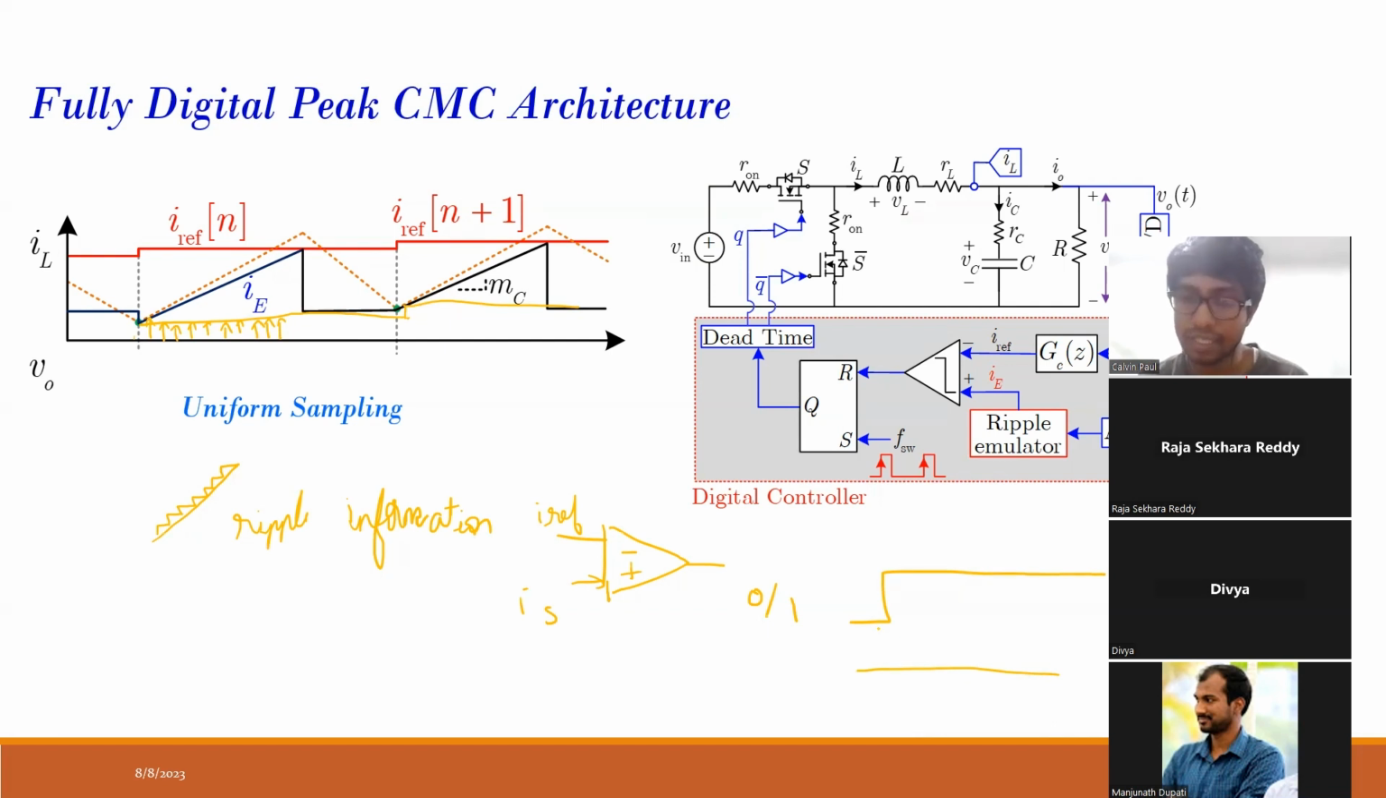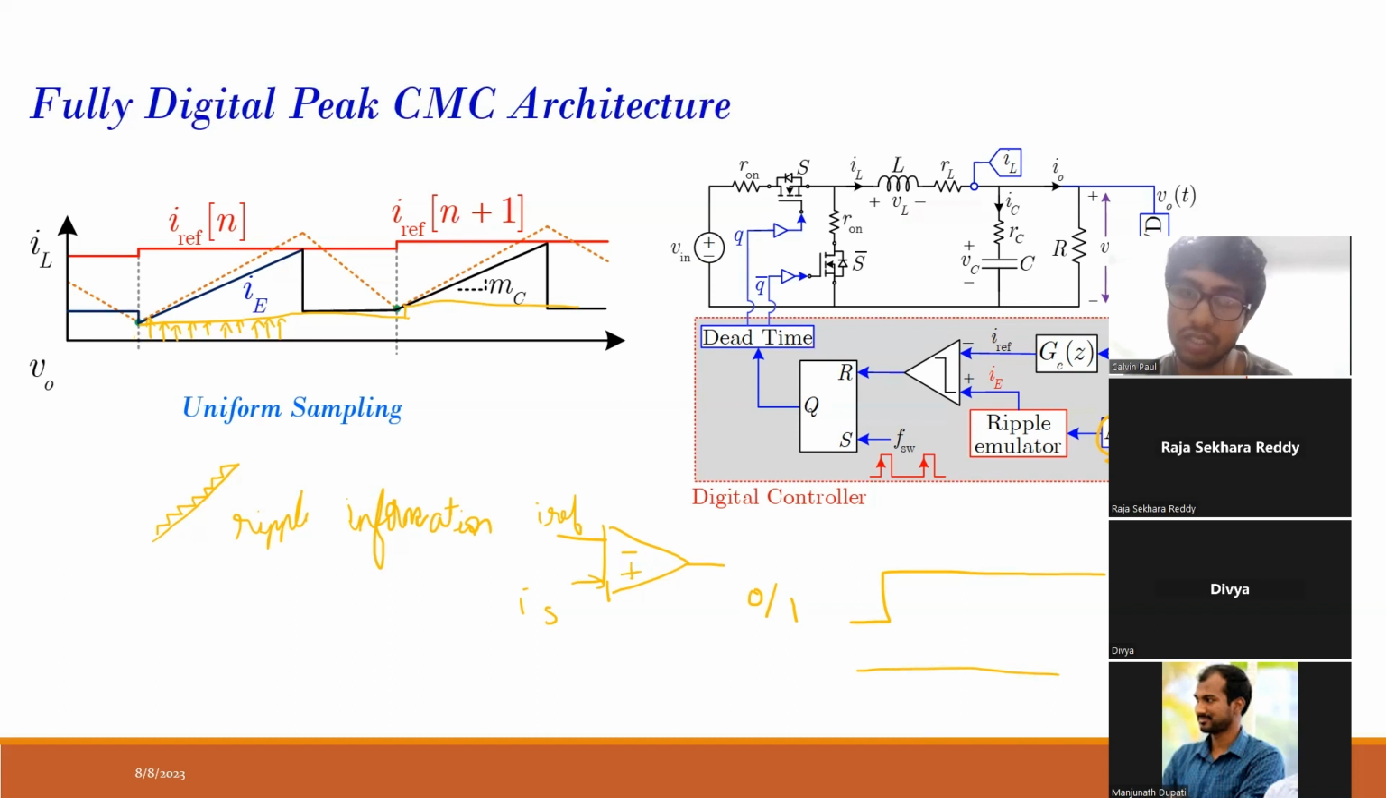So to get that comparator action, which will generate the effective duty ratio, I need to have the ripple information of the inductor current. For that, I need a very high frequency sampling clock for this ADC. But that would result in very high frequency, which is not desirable because at high frequency losses are more. It might not be practically feasible, and it would be more costly. So we don't want to do that.